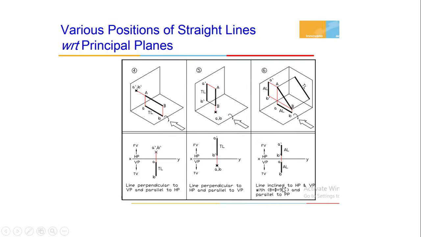The next case, a line is inclined to HP and VP and parallel to the picture plane. Okay, so this is the picture plane which supports both horizontal and vertical plane. The line is inclined to HP and also inclined to VP, and it is considered to be parallel to the picture plane. So this is the corresponding top and front view of the straight line.